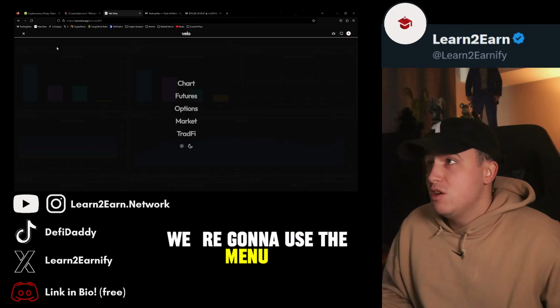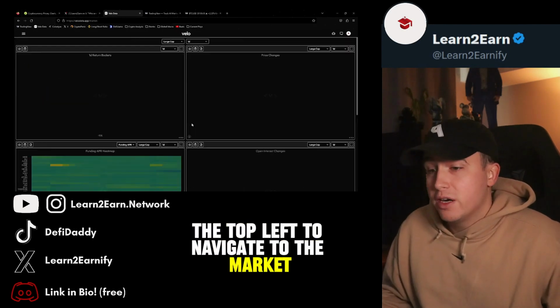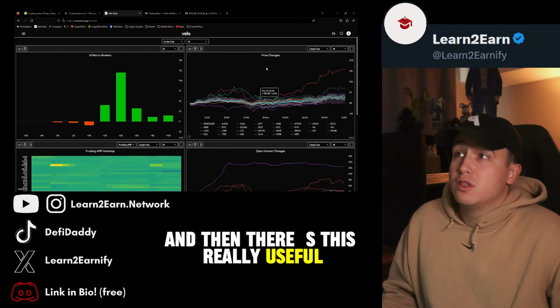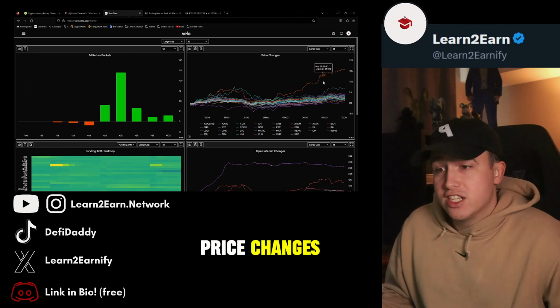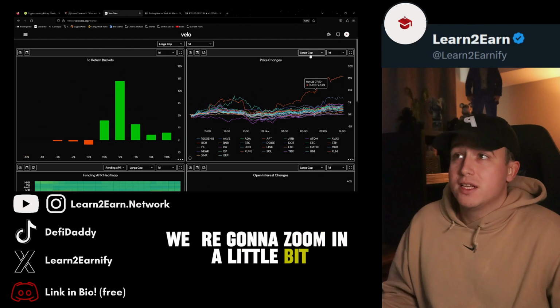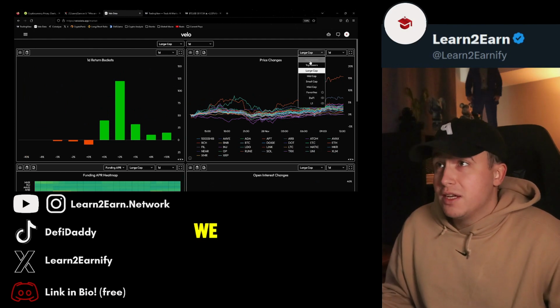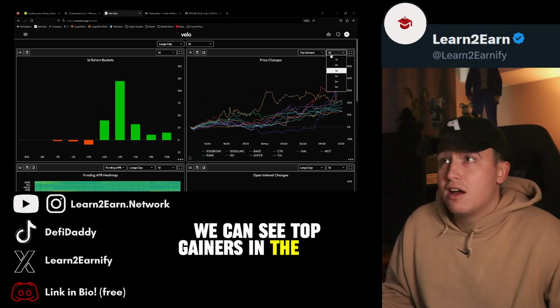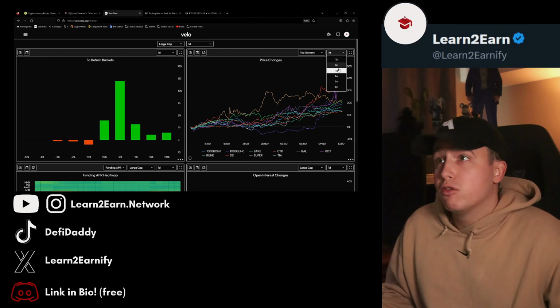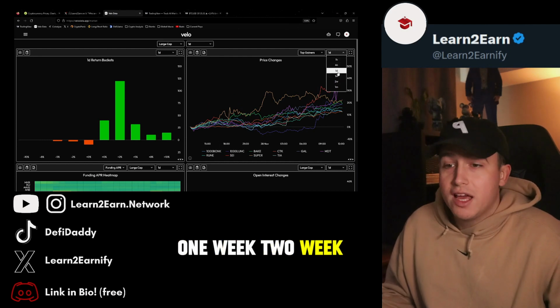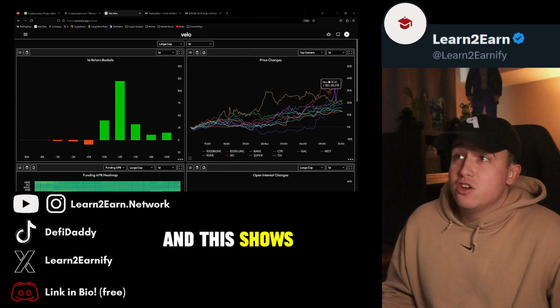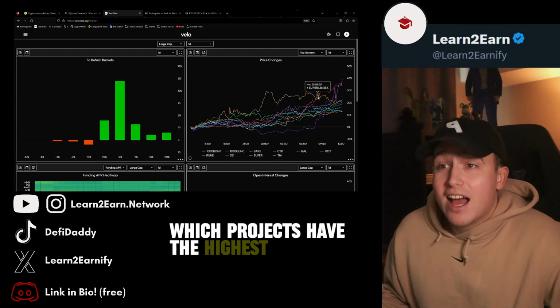We're going to use the menu on the top left to navigate to the market. And then there's this really useful tab in the top right, price changes. So we're going to zoom in a little bit. Using this drop-down menu, we can see top gainers in a specific time frame, like 1 hour, 4 hour, 1 day, 1 week, 2 week. I like the 1 day, and this shows you in real time which projects have the highest relative strength.